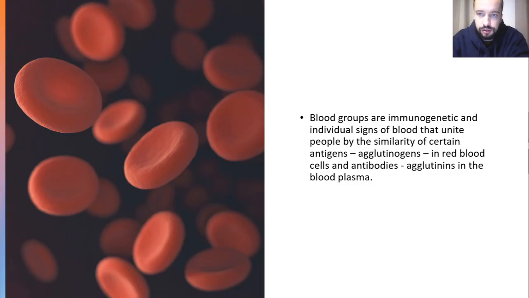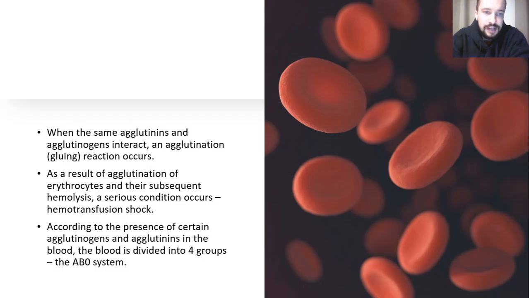What you need to remember is that antibodies you will find in the plasma and antigens you will find in the red blood cells. When the same agglutinins, agglutinins, it is antibodies, and agglutinogens, or antigens, interact, an agglutination reaction occurs. As a result of agglutination of erythrocytes and their subsequent hemolysis, a serious condition occurs, like transfusion shock.